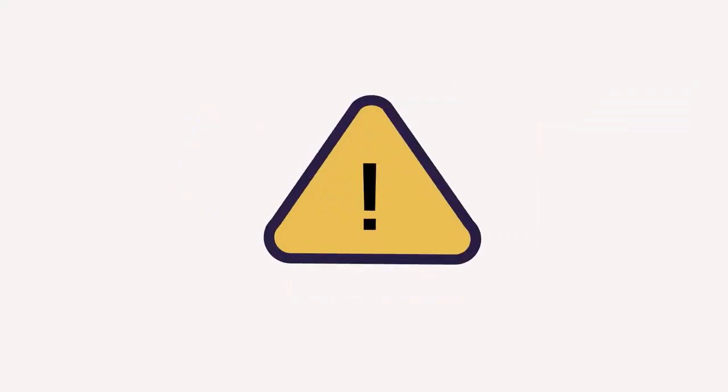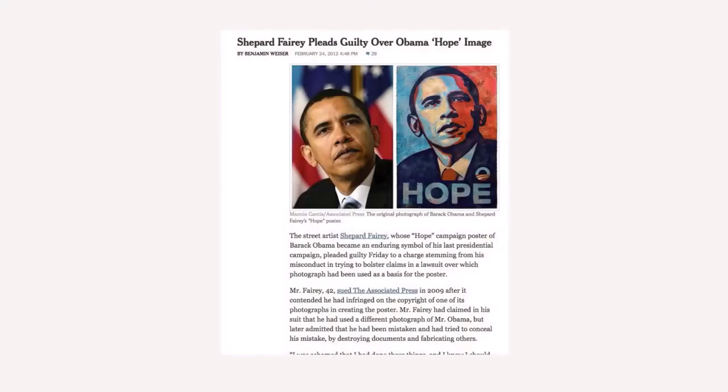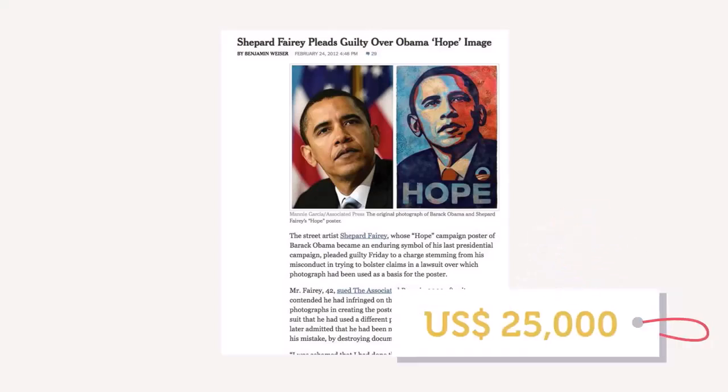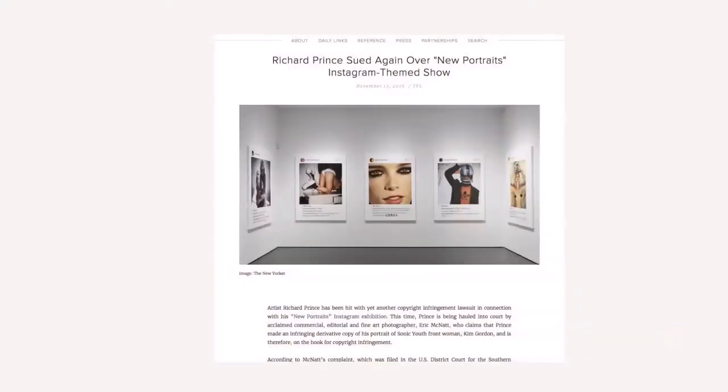The penalties for infringing someone's copyright in a professional setting can be quite dramatic. Take, for example, street artist Shepard Fairey, who was sentenced to probation and paid a fine of $25,000 for using a copyrighted image as the basis of his famous Hope poster. Or notorious appropriation artist Richard Prince, who most recently has been sued by multiple people for taking photos from their Instagram profiles to feature in his personal exhibition.